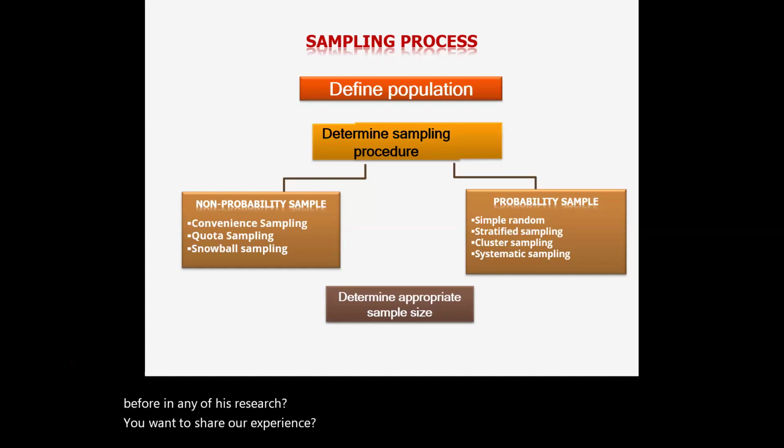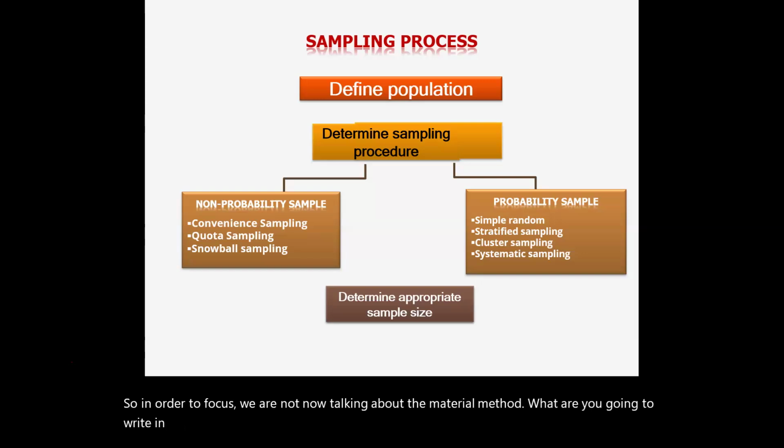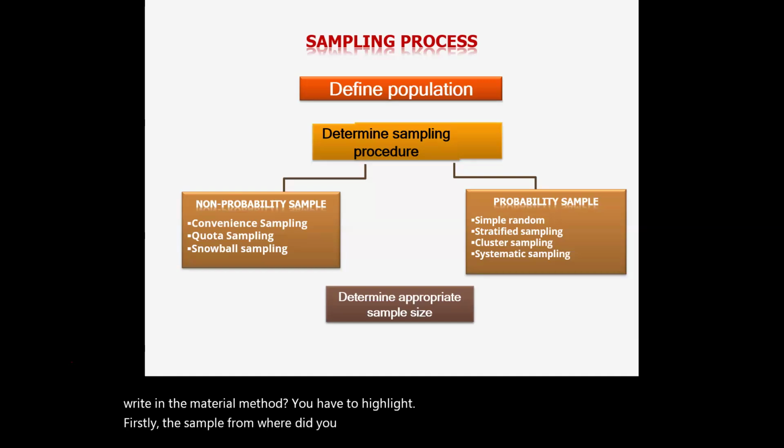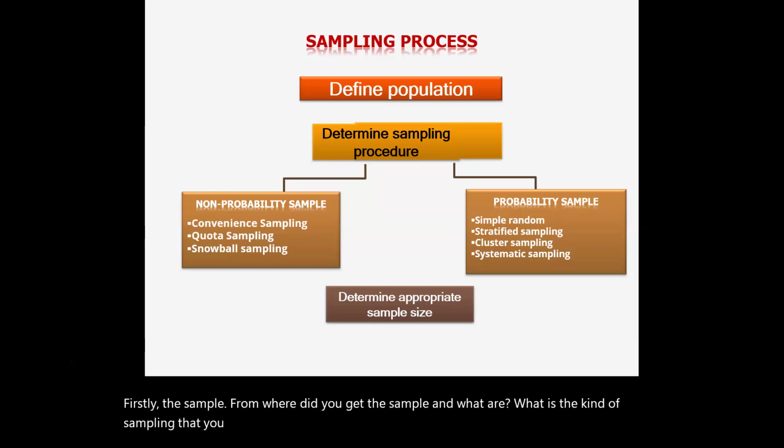So in order to focus, we are now talking about the material and method. What are you going to write in the material and method? You have to highlight, firstly, the sample. From where did you get the sample, what is the kind of sampling that you used, and what is the size of the sample, which we are going to talk about after 2 minutes. So any idea to share?